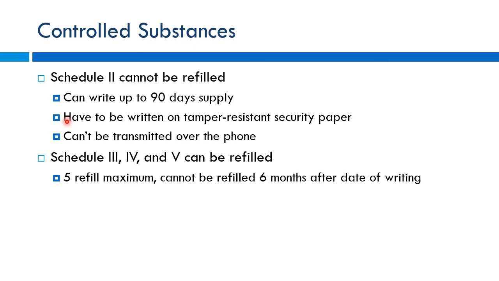The other thing with 3s, 4s, and 5s, they're only good for an amount of 6 months. So you can only write for a 6-month amount for them. Otherwise, they become invalid. As opposed to non-controlled substances, we said, were how long? Like 1 year, right? So that's a big difference there.